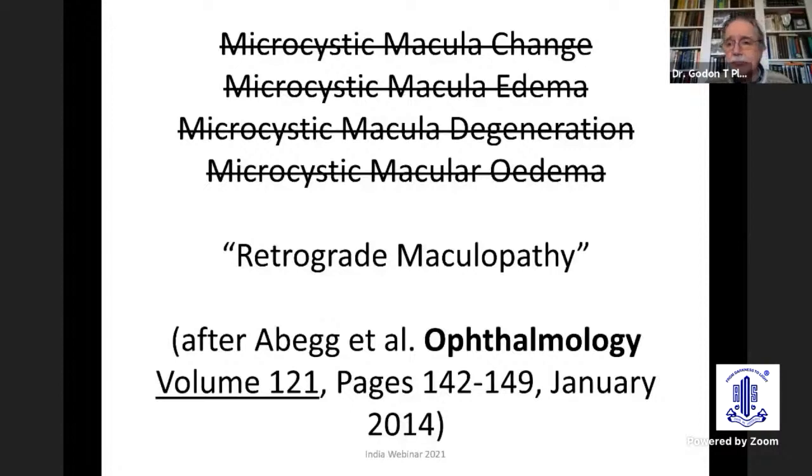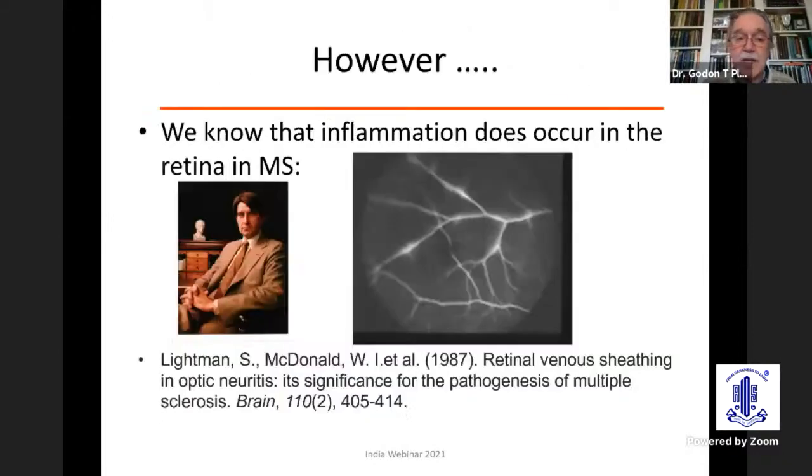But Abegg did something different from us. He just looked at a whole range of optic neuropathies from any cause at all and found this change. So he proposed that this is a retrograde maculopathy, which certainly is what we suspected in our cases, so a transsynaptic retrograde maculopathy. But we know that inflammation does occur in the retina in MS. So it may be that there's two things going on here. There is inflammation in the retina causing this edema, but there is also a more permanent change due to axonal loss and retrograde degeneration.